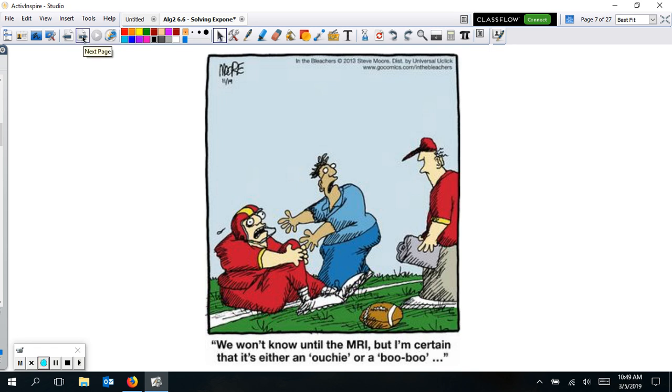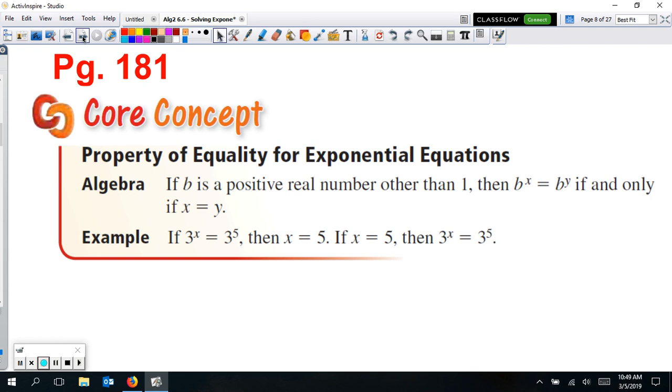Alright, so let's go on to our first core concept there on page 181. This is our property of equality for exponential equations. Just like regular equations, we have properties of equality, where whatever we do to one side, we do to the other side. It's always the golden rule of algebra. But in this one, the example is going to be the most helpful, I think.